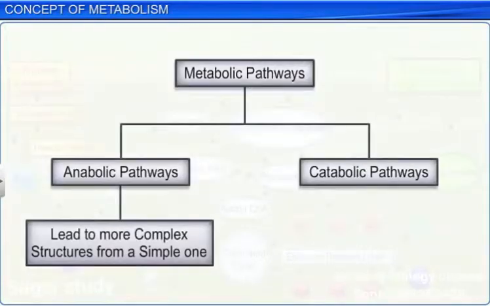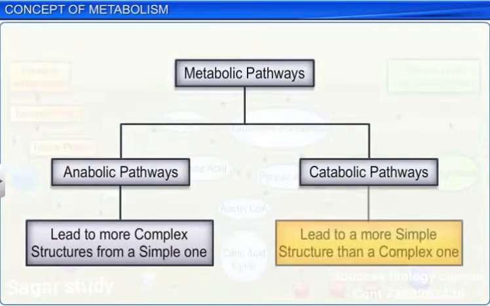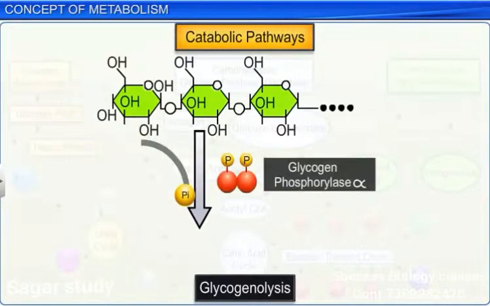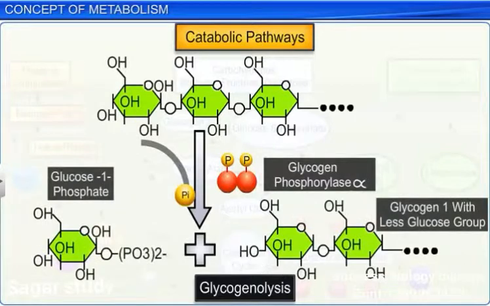On the other hand, catabolic pathways lead to a simple structure from a complex one. They involve degradation and also lead to a release of energy. For example, the process of glycogenolysis, which leads to the breakdown of glycogen to glucose.